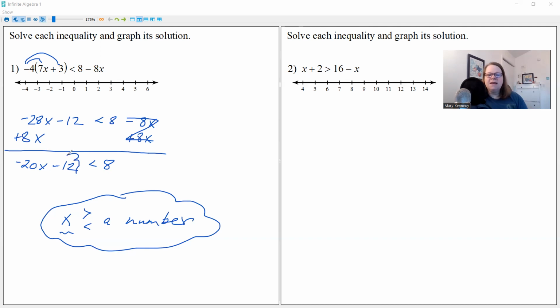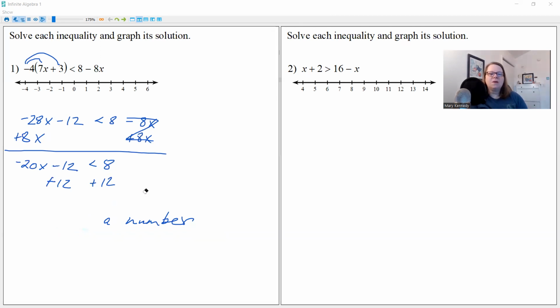Now I still have this -12 on the left, but I only want x over here. So I need to move that over. If it says -12, I need to add 12 to both sides. Now I'm going to erase this part because we're getting close to just x is greater or less than a number. So I've got -20x, and then -12 plus 12 is 0. And then I've got less than 8 plus 12, which is 20.